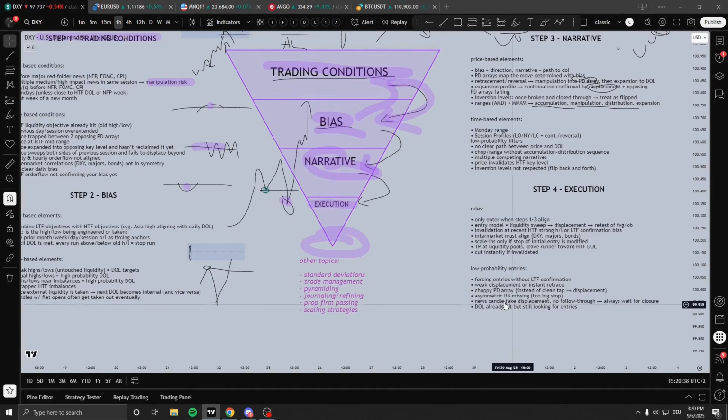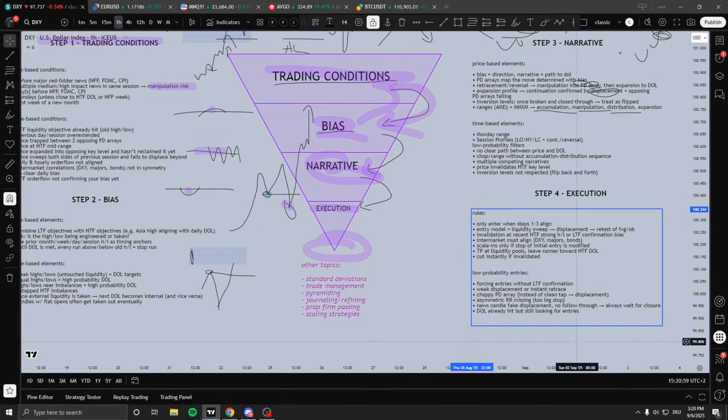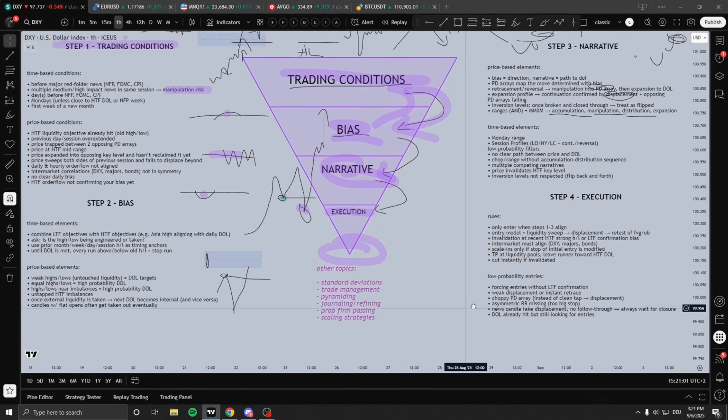Also, oftentimes around news, you always want to wait for closure, especially around news, right? If we, for example, have a change in order flow level, like a PD array, which you want to see price closing through, then we have news, the wick's already through, but then before we close, it's retracing the entire expansion. Then that's a fake displacement and a manipulation, and that's why you always want to wait for closure when it comes to change in order flow.